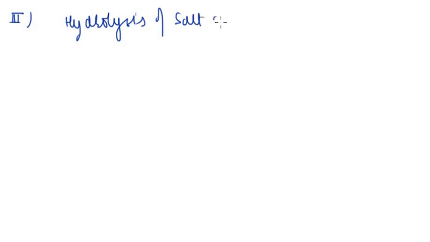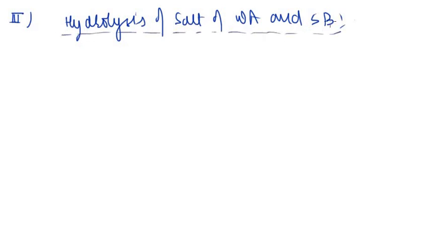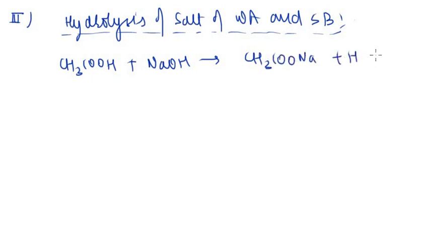So now let's talk about the third case of hydrolysis of salt: hydrolysis of salt of a weak acid and a strong base. Whenever we are hydrolyzing the salt of a weak acid and strong base, what happens? First of all, let's form the salt. It is a weak acid, acetic acid, and a strong base, NaOH. When they both react, they form sodium acetate plus H2O.